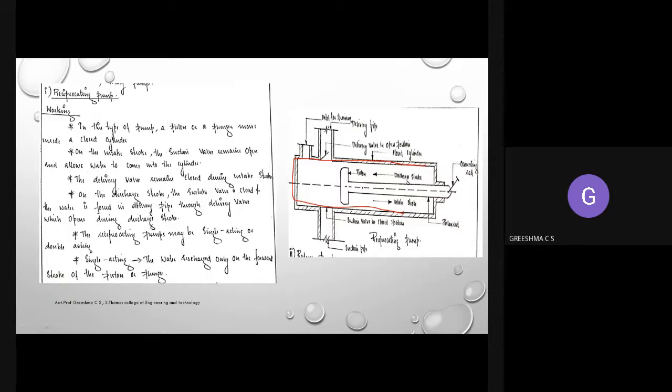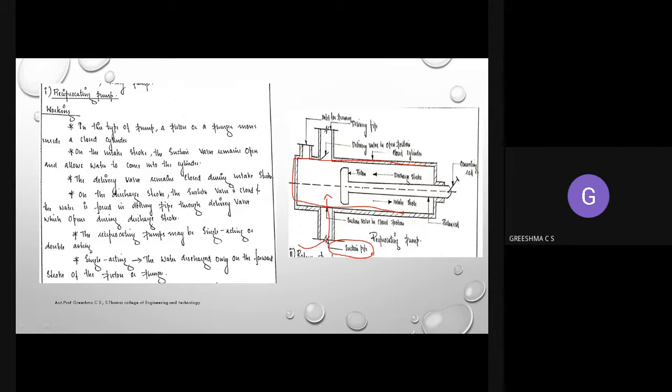On the intake stroke, the suction valve remains open and allows the water to come into the cylinder. On the intake stroke, this is provided with a suction valve, and you can see the suction pipe over here. The suction valve will be opened and water will be entering through this valve and allowed into the cylinder. The delivery valve remains closed during the intake stroke.